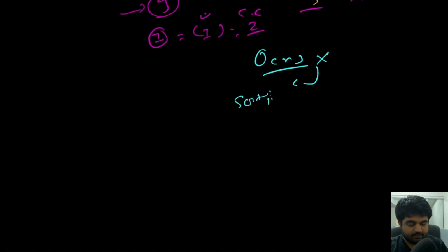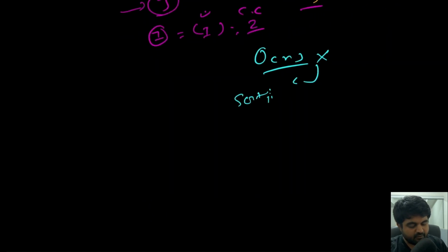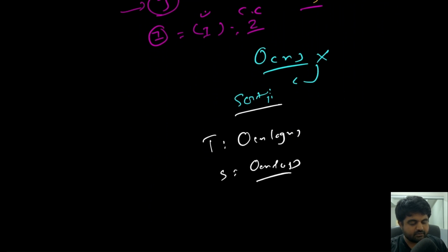So let me just give you a side by side comparison. For sorting, the time complexity is going to be big O of n log n, and the space complexity is also going to be big O of n log n, and this is to run the sorting algorithm. For the hash map approach, the time complexity is going to be big O of n, which is faster, but the space complexity is also going to be big O of n, which is greater.